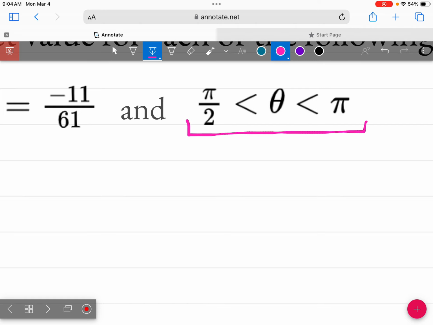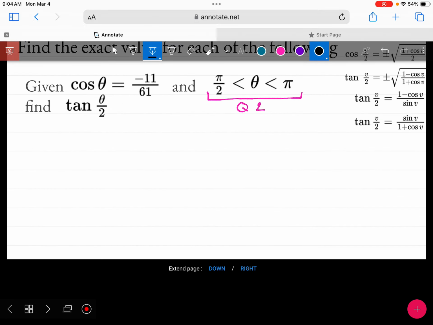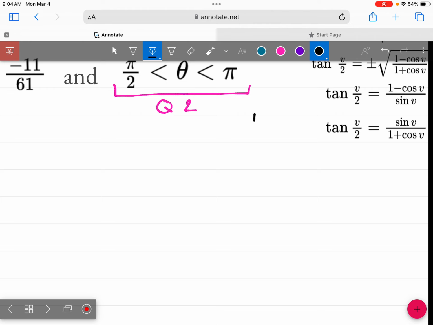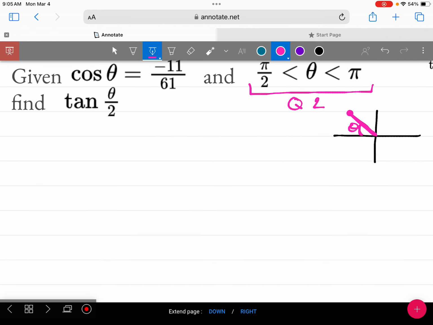What quadrant is theta going to be in if it's between pi over 2 and pi? It's in quadrant 2. So if we were to sketch out where theta is, all we know is that it's somewhere in quadrant 2. I don't have any details about it other than it's over here. So here's our theta. We also know that the cosine of this theta is negative 11 over 61.